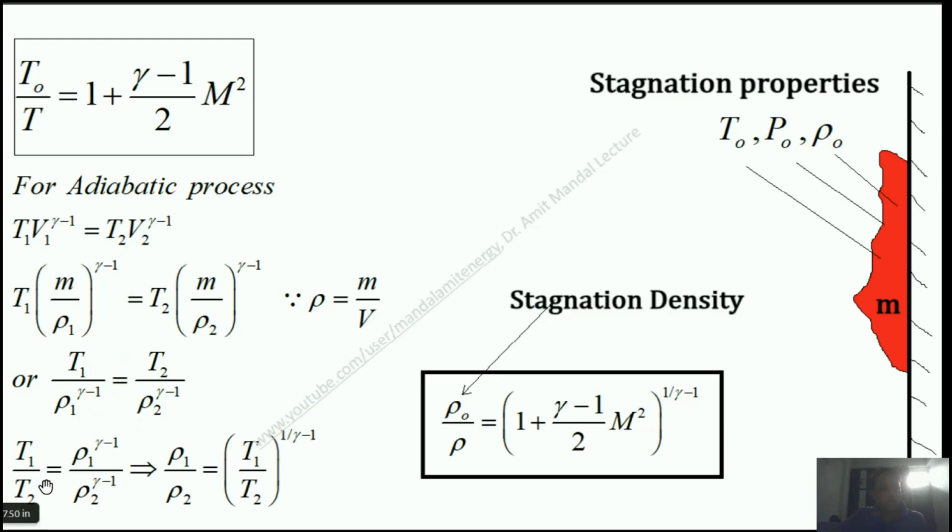So what I will get, T1 by T2 equals rho 1 by rho 2 raised to power gamma minus 1. So in case I remove the power, then rho 1 by rho 2 equals T1 by T2 raised to power 1 by gamma minus 1. So in case in place of T1 I write T naught, in place of T2 I write T, then in place of rho 1 I can write rho naught, and in place of rho 2 I can write only rho. So T naught by T is this. So putting inside this bracket, I will get rho naught by rho. So by this way, I will find the stagnation density. You can see I found the stagnation density formula also.